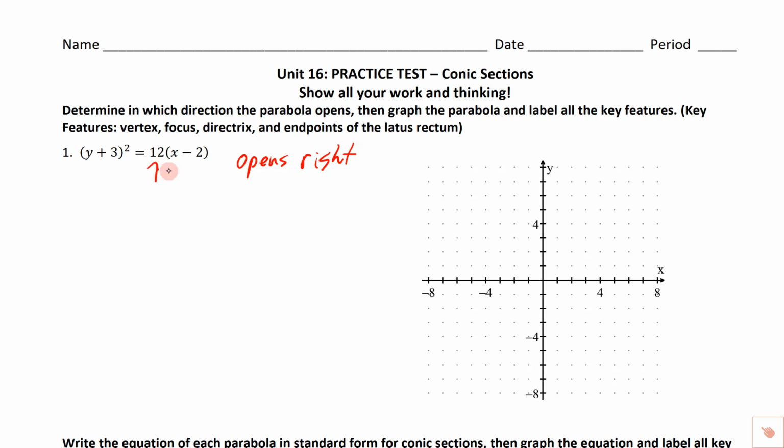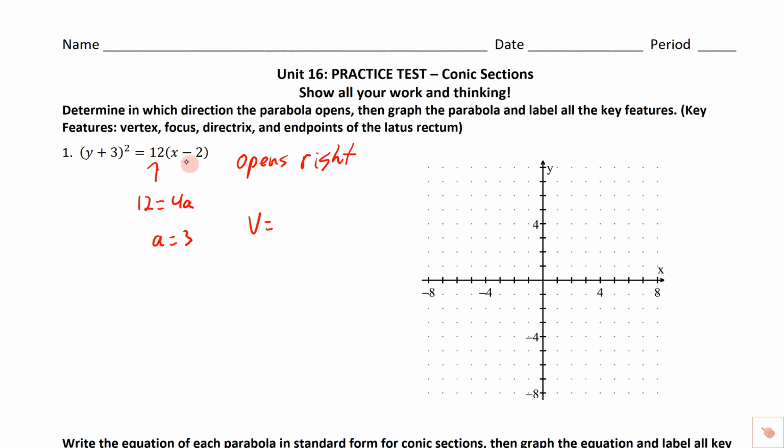And then I'm going to grab this number right here. That number is 12, and it's also equal to 4a. And we need to know what a is in order to graph some of these important features. So that's going to imply that a is equal to 3. Now, the other thing we notice is we've got a plus 3 with the y, and we've got a minus 2 with the x. So we want to indicate where the vertex is.